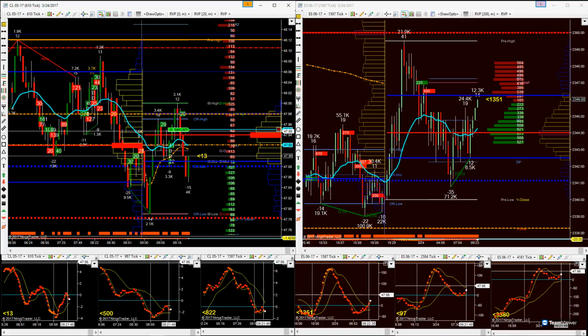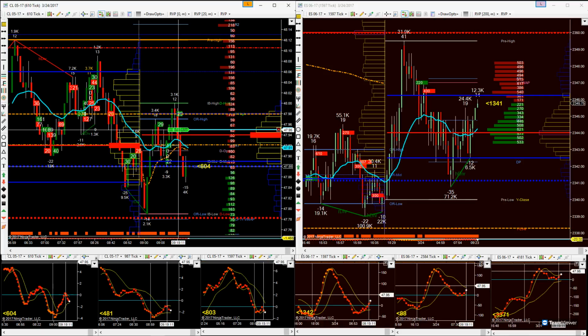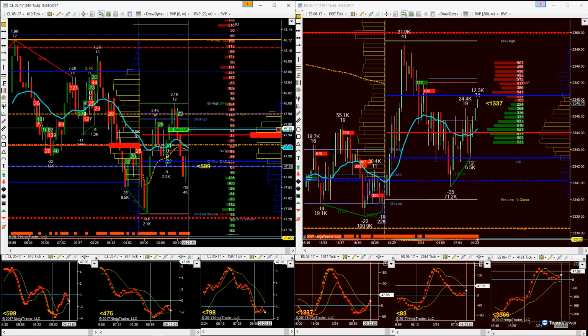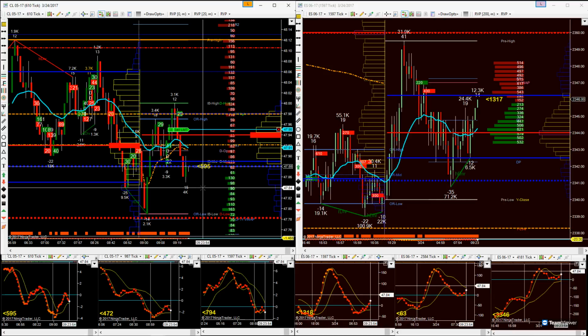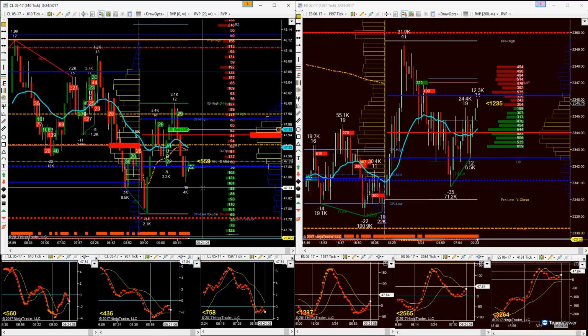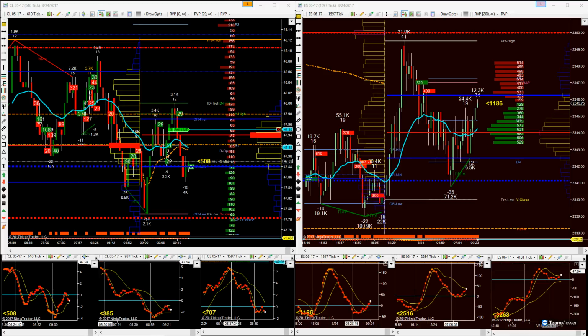The question is, how far would I be willing to move my order to get into this trade? I'm certainly not going to chase price down to where it is right now. So not pulling back just yet, but that's okay.